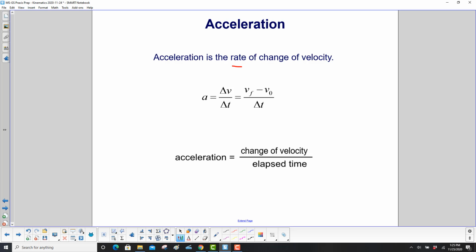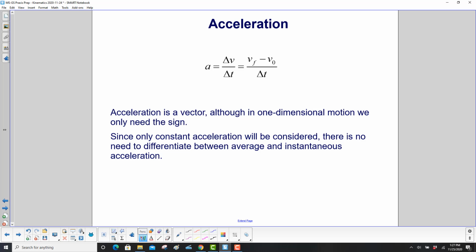Acceleration is the rate of change of velocity. So that's delta v divided by delta t, or v sub final minus v sub 0 over delta t. It is the change in velocity over elapsed time. Acceleration is a vector, although in one-dimensional motion, which is what we're doing here, we only need the sign. Since only constant acceleration will be considered, there is no need to differentiate between average and instantaneous acceleration. They are one and the same.